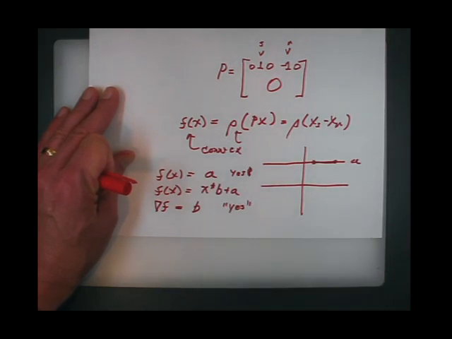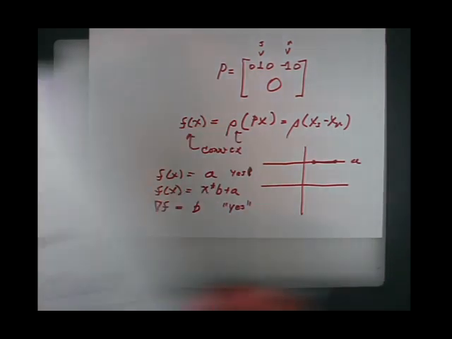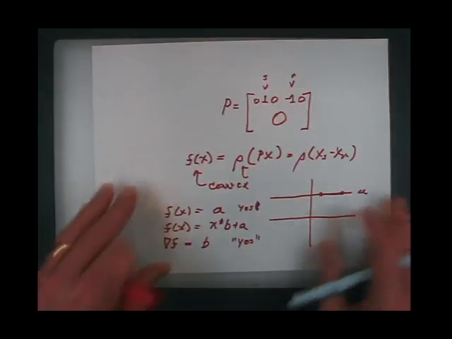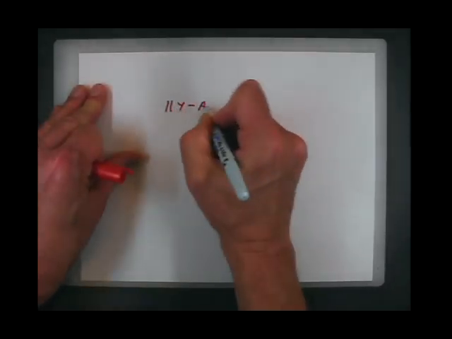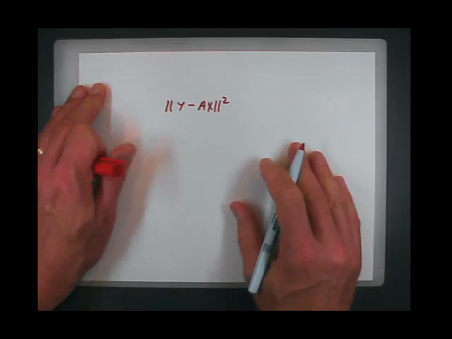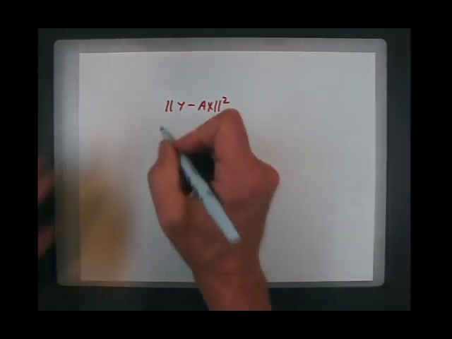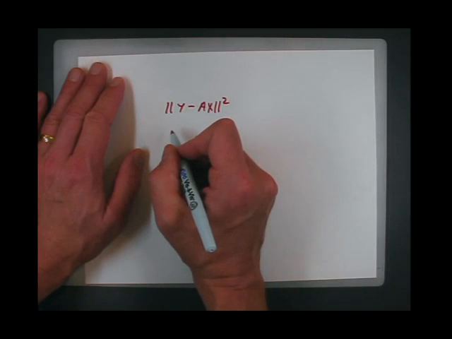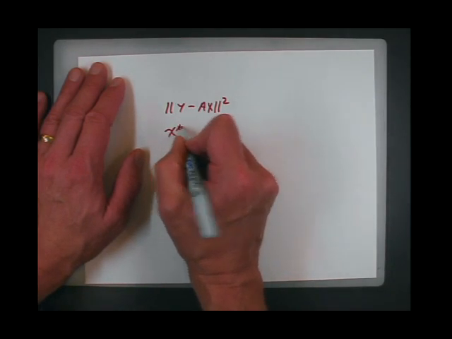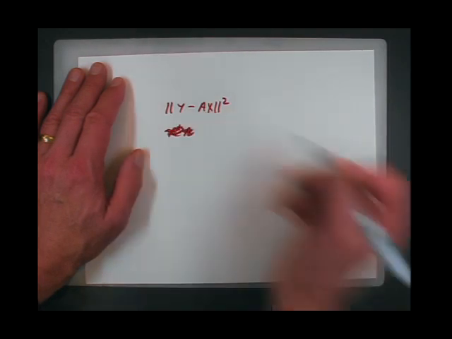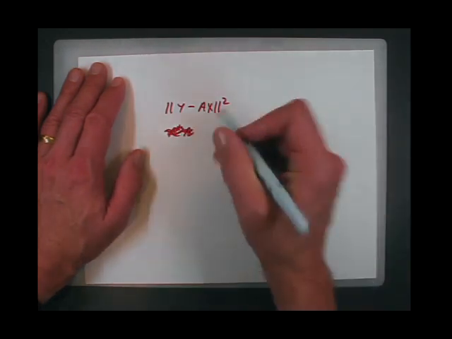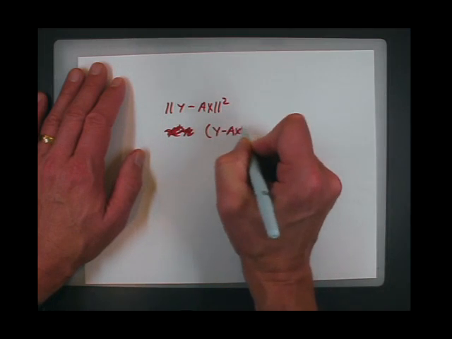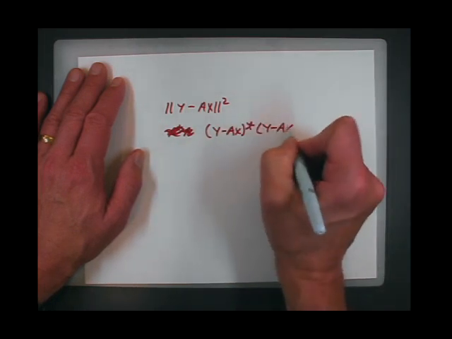So, okay, if I have y minus Ax squared, right, I can write that out. It's equal to, okay, let me write it on my hand. I can do it in my head, but I shouldn't, because I want to make sure you guys understand the idea. So y minus Ax transpose times y minus Ax. Right?